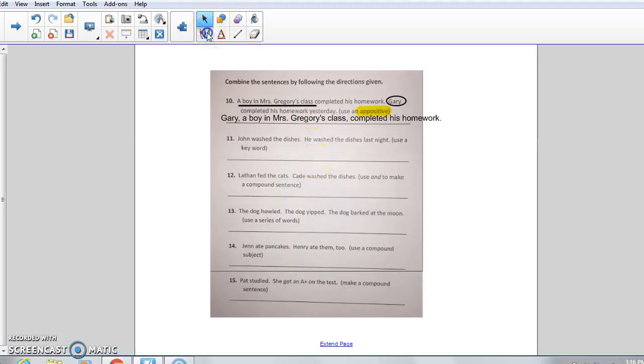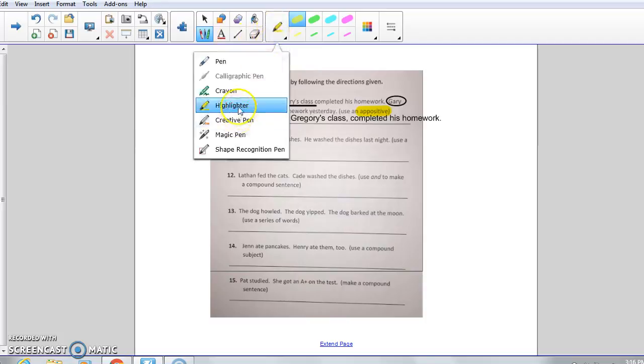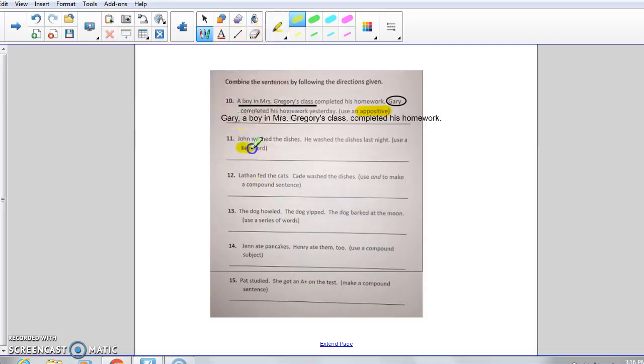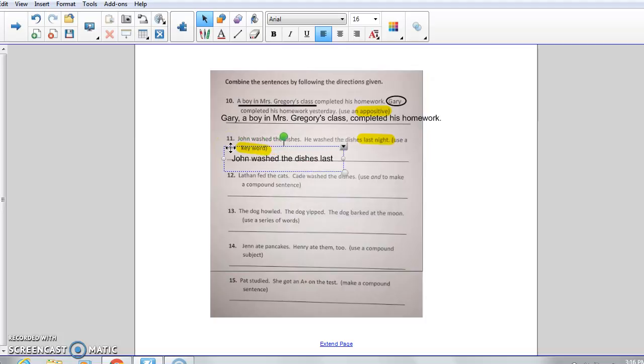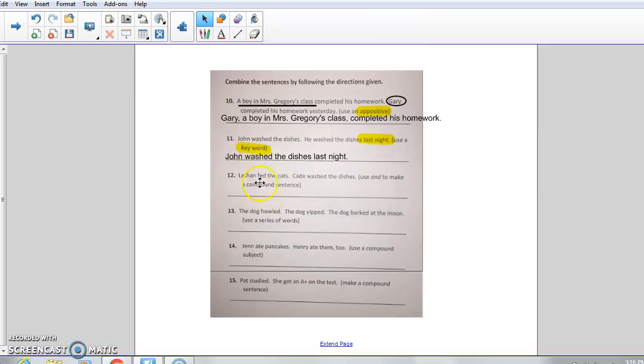All right, number 11. John washed the dishes. He washed the dishes last night. This time the directions say we're going to use a key word. Well, it's actually really a key phrase. Our key phrase is last night. Just combine them. John washed the dishes last night. Very simple and clean. It makes sense.